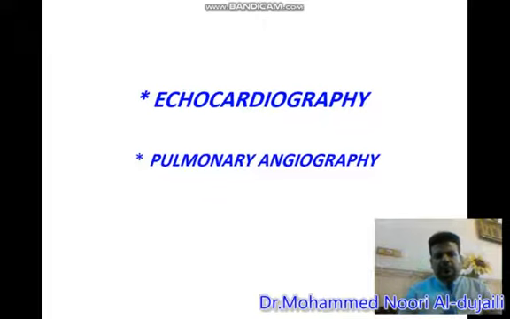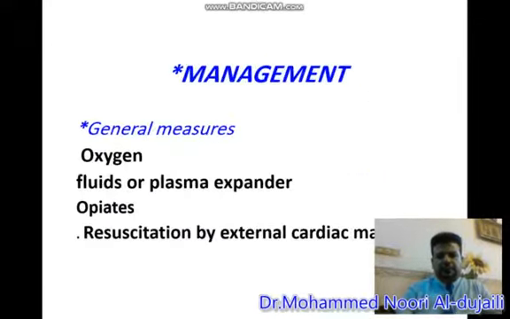Also, the most important investigation is to exclude MI or heart failure, another differential diagnosis of pericardial tamponade, and to exclude pulmonary embolism. Conventional pulmonary angiography was previously used and is now not used.